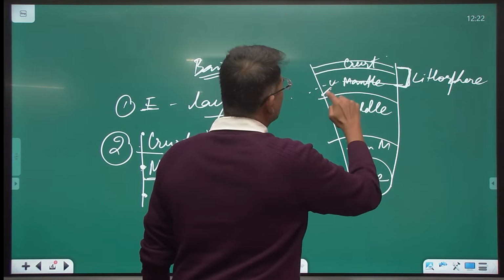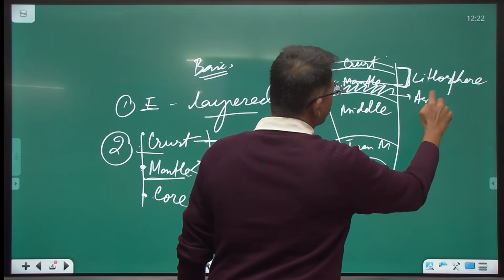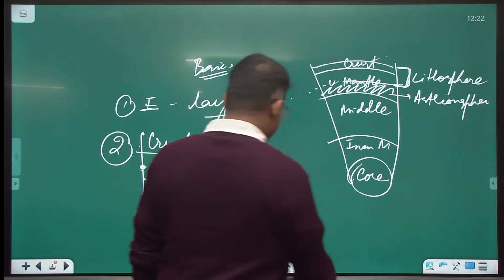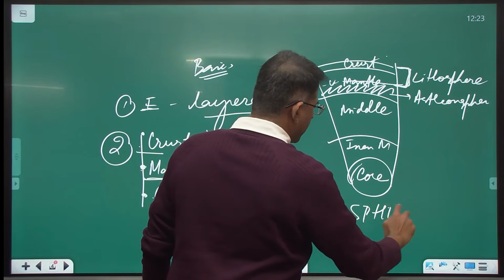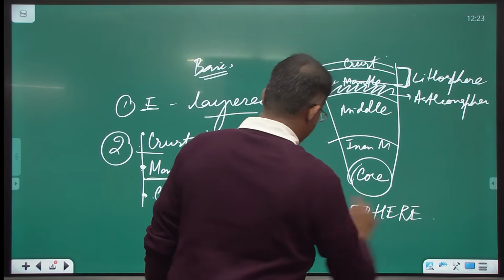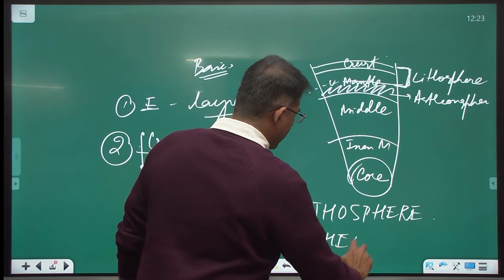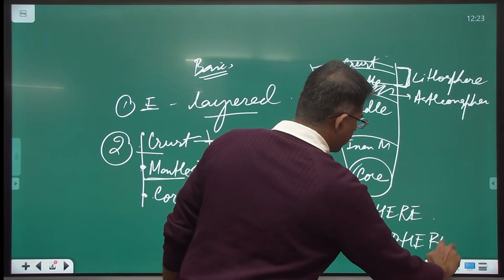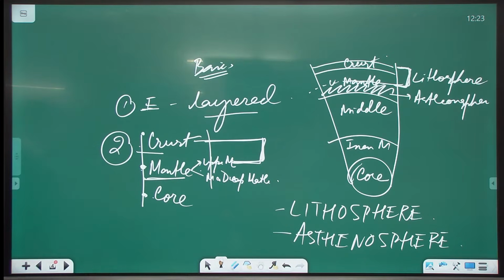और जो lower part of upper mantle है, इसको हम बोलते हैं asthenosphere. Okay, the spellings are lithosphere, and we have a layer called asthenosphere. ठीक है? So write 2 lines on this, write down.